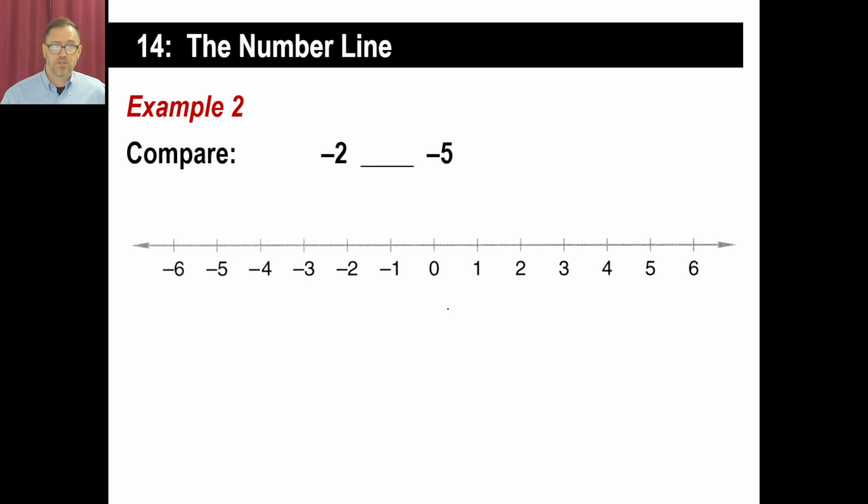Okay. Let's look at another one. Compare -2 with -5. In other words, we're going to use one of those greater than, equal to, or less than symbols. So -2 is here, right? And -5 is here. So which one's greater? The -2 is, right? That can be confusing at first because, wait, 5 is bigger than 2, but a -5.